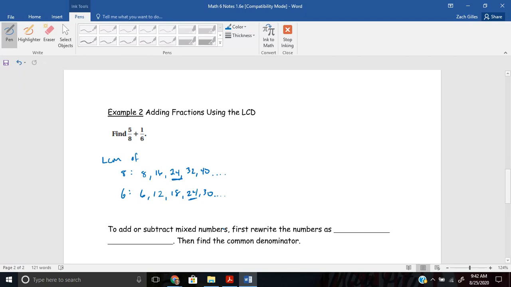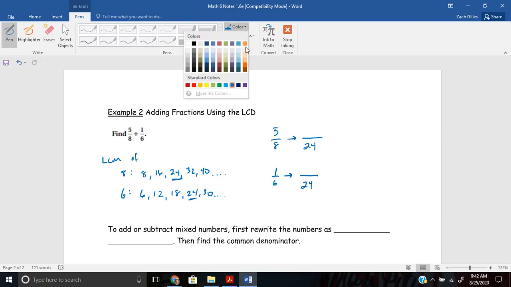So what that tells me is that 24 is the least common denominator of these 2 fractions here, right? So I have 5/8 that I need to make into something with 24ths because I found that that's my least common denominator. And I also have 1/6 that I need to rewrite as a fraction with 24 as my denominator. Okay? Because that's what I found out as my least common denominator.